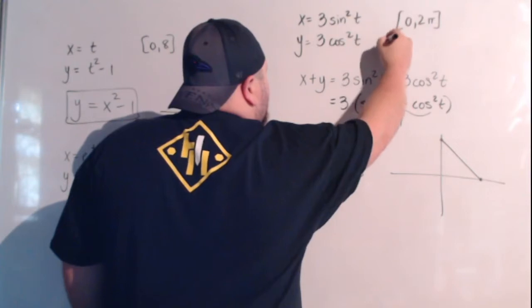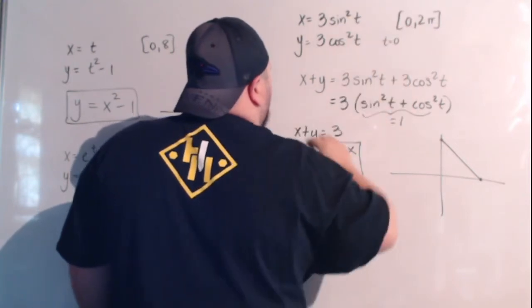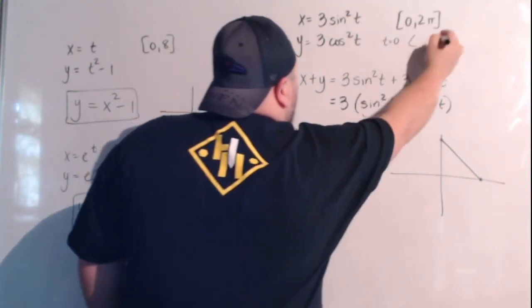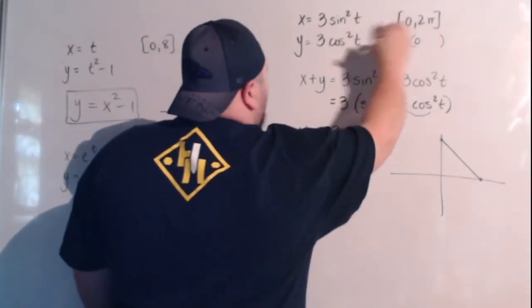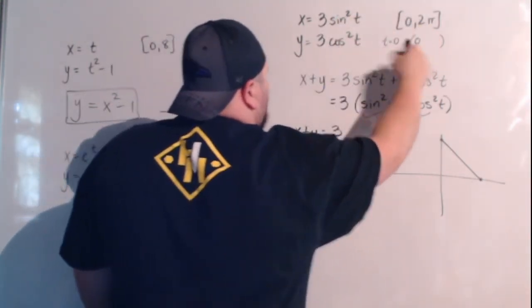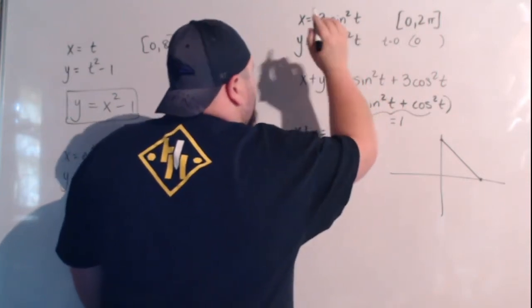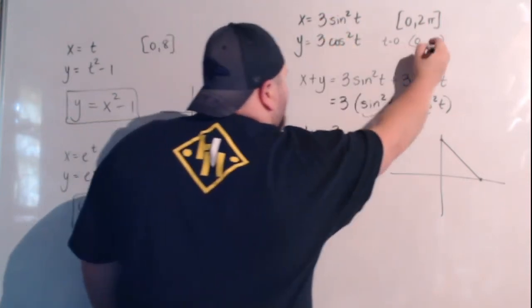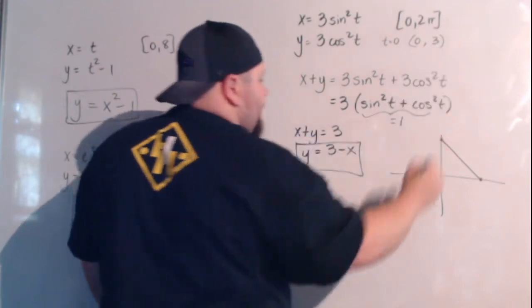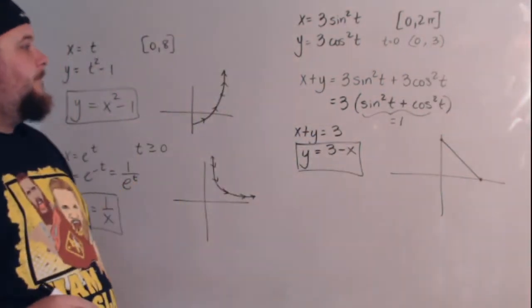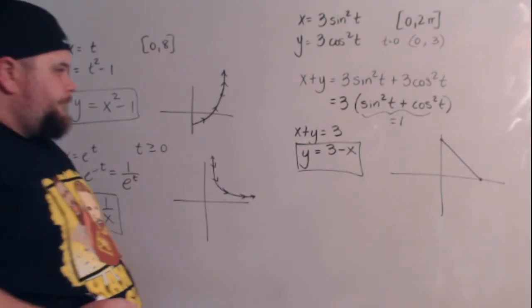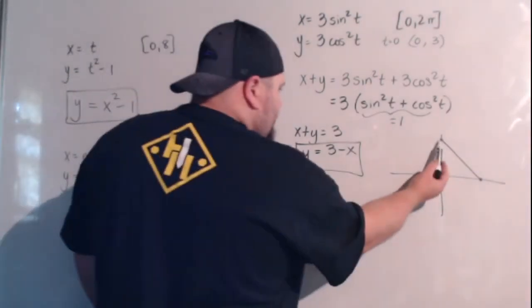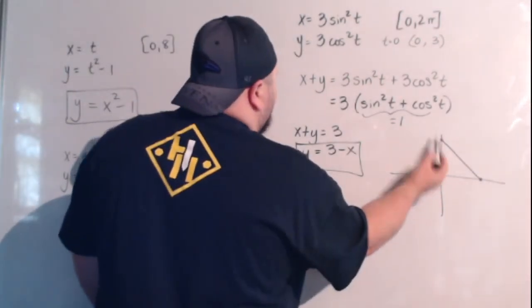If I let t equal 0, then what do I get for x and y? Well, sine of 0 is 0, and cosine of 0 is 1. Squared is still 1, and then multiplied by 3. So I get the point (0, 3). So that would be right here. This is my starting point.